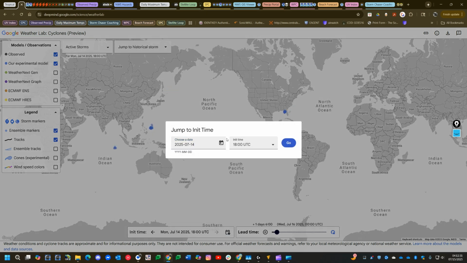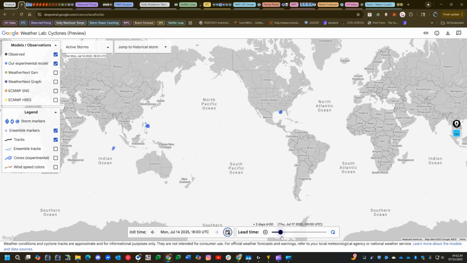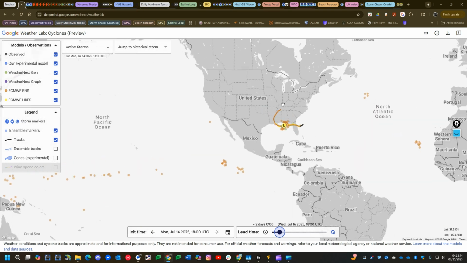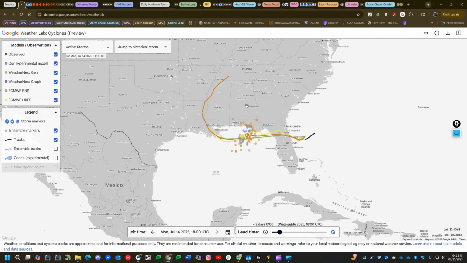Anyway, let's see. Go back. All right. So we have three different models: the EC, the ECMWF IFS, the ECMWF ensembles, and the WeatherNext Gen AI, which is a Google model, all depicting a low pressure system moving just to the left of New Orleans in 2 days.